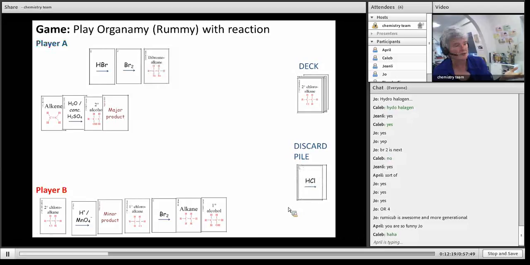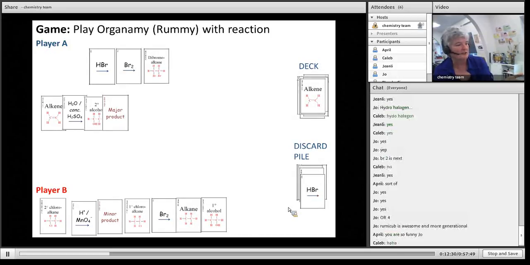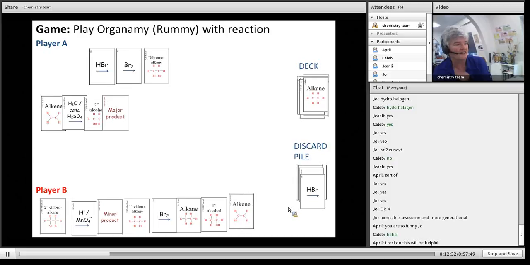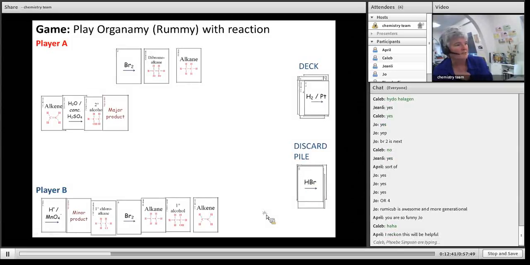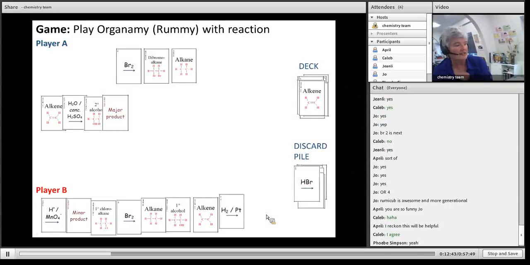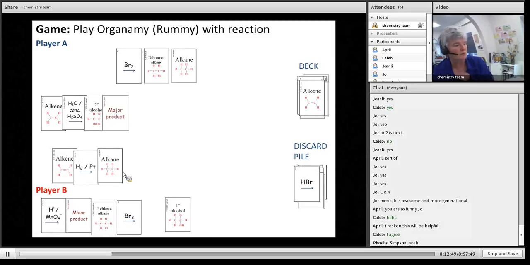Player B's turn, picks up a card. It's still, as you can see, not an alkene, so he's got to throw it away. Player A, and so we carry on. He's now finally got an alkene, but he's got nothing there to help. So it's player A again, he's picked up a card, nothing. Now it's player B. He's picked up something. He's now got something, okay? Because he can make that hydrogenation one.